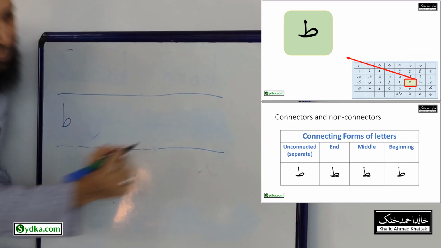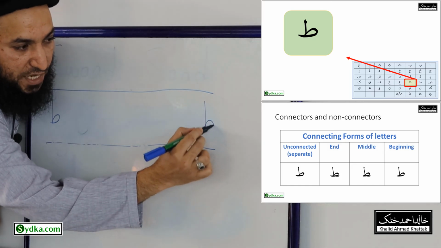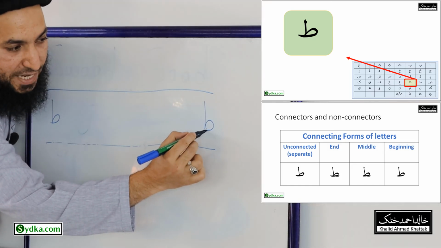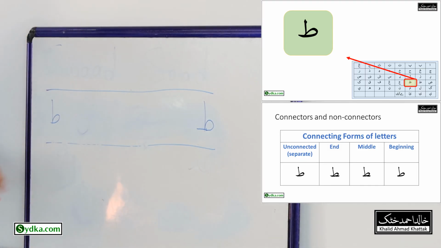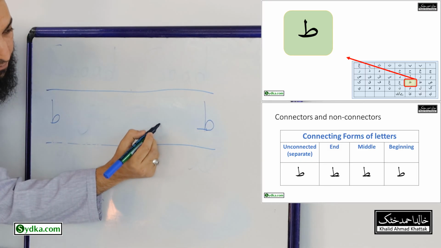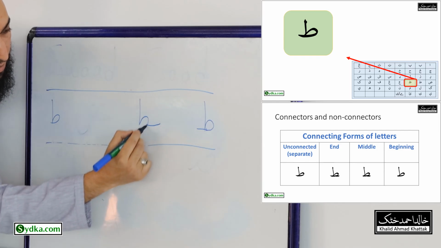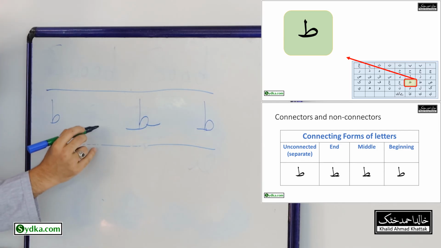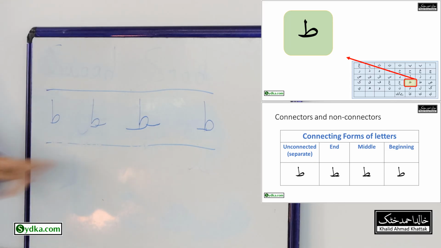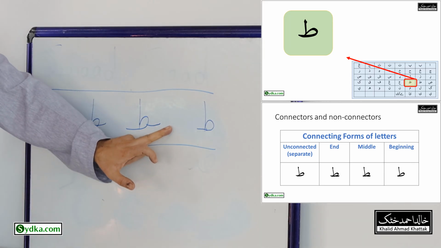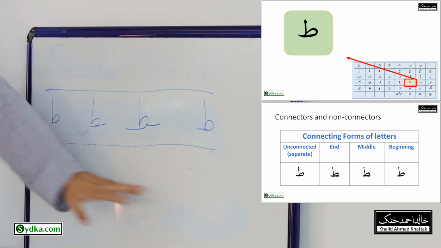Both sides, yes. So in the beginning it looks like this. You write it exactly as on its own, but you extend this line so you can connect something after it. In the middle it looks like this. You start from here and you carry on. And at the end it looks like this. Because we can connect another letter before it and after it, that's why it is a connector.